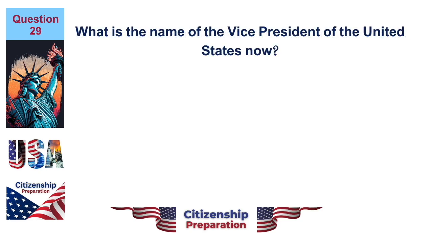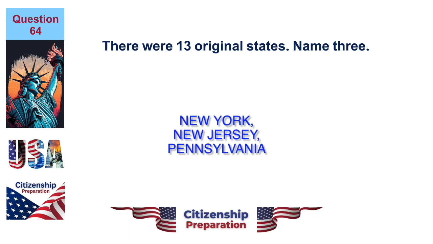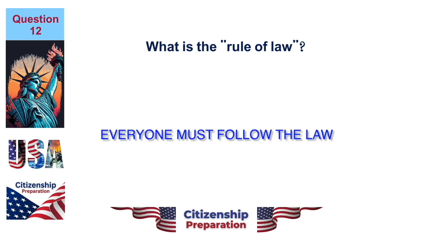What is the name of the Vice President of the United States now? J.D. Vance. There were 13 original states. Name 3. New York, New Jersey, and Pennsylvania. What is the rule of law? Everyone must follow the law.